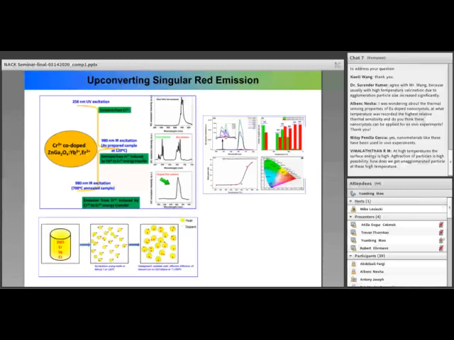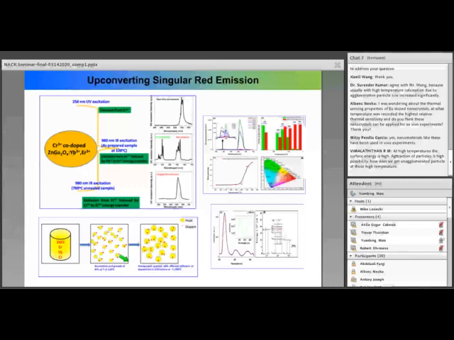Okay. So then we were trying to understand why this happened. One thing is that with just hydrothermal synthesis, we believe the dopants are mostly on the surface of the nanoparticles, and also they are not evenly distributed. But this calcination process helps to get the dopants inside of the nanoparticles, and also get them evenly distributed.